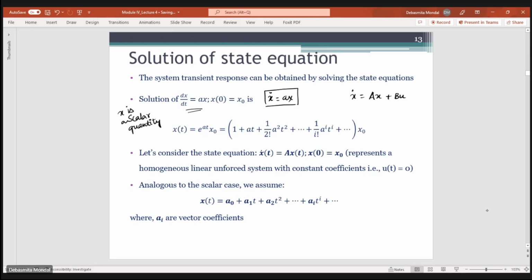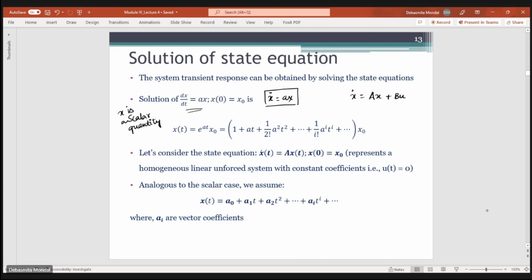Here also we have x dot is equal to A, where A is a matrix. Since we are dealing with vectors, these scalar quantities will be substituted with vectors, and the scalar quantity a will be substituted by a matrix A, and then you will have other variables B, U. Initially, let's first consider the state equation x dot is equal to A of x(t), so we don't have the component corresponding to u.